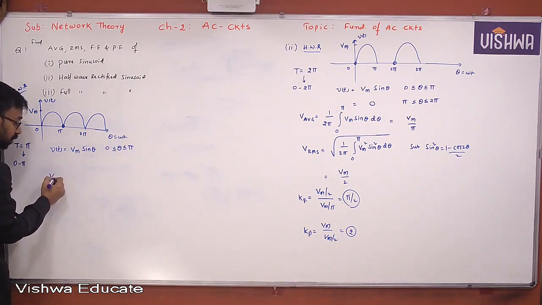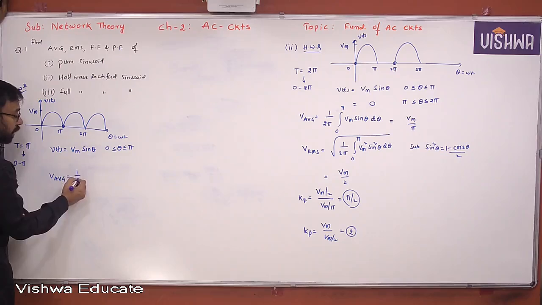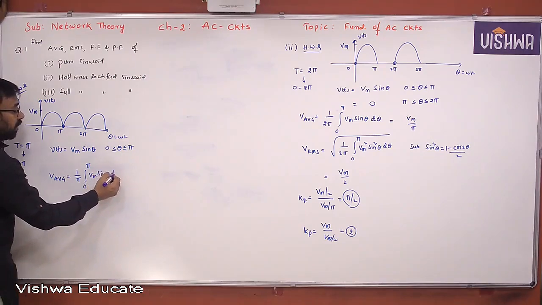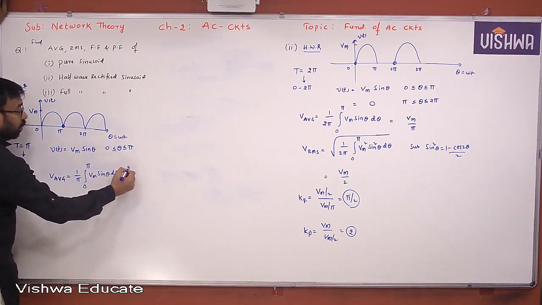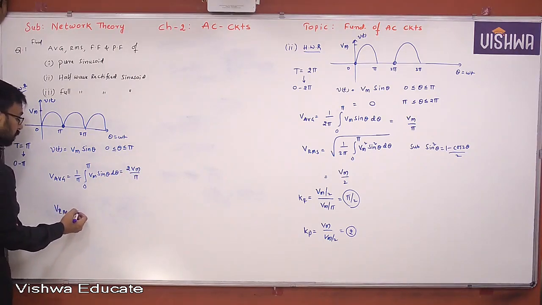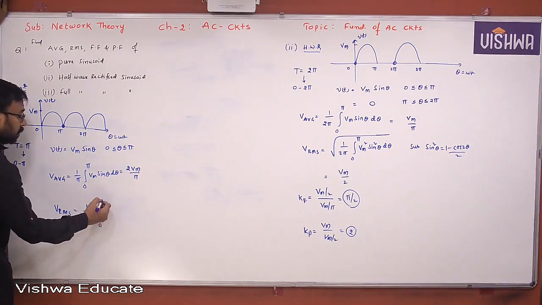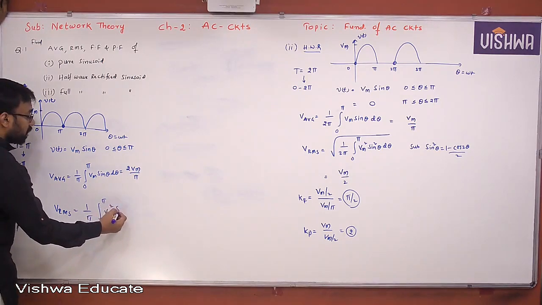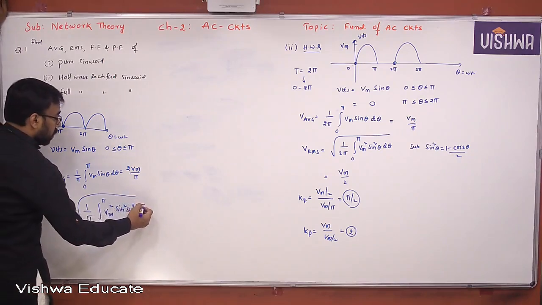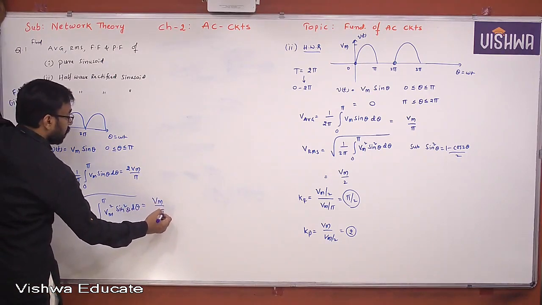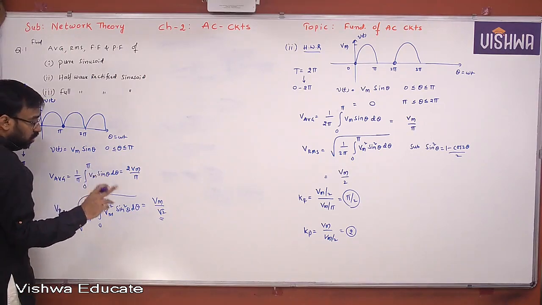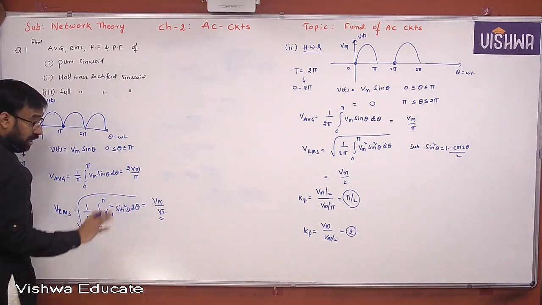Then what is v average? 1 by pi, 0 to pi, v max sine theta d theta. Already you calculated that value, 2v max by pi. v RMS is 1 by pi, 0 to pi, v max square sine square theta d theta. You can calculate, you will surely get v max by root 2. So the RMS value of a pure sinusoid and the full wave rectified sinusoid both are the same.